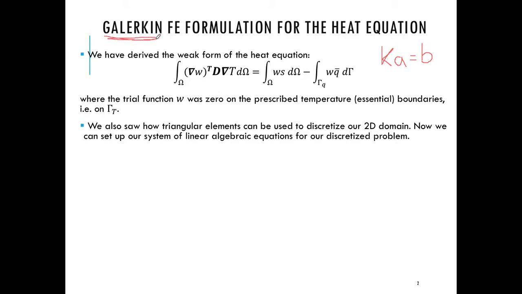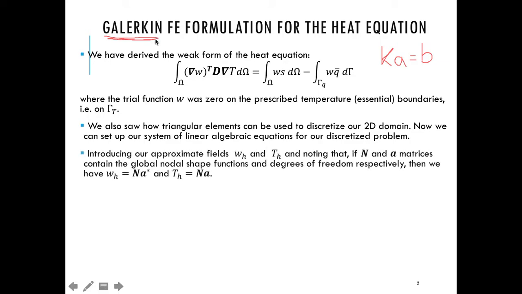We use the Galerkin approximation, that is, we use the same shape functions to interpolate the field variable and the trial variable or the weight variable. So, as we've already introduced our shape functions N, we use N to interpolate both w and T, and we represent these approximated variables as w^h and T^h. These are approximations of w and T respectively.